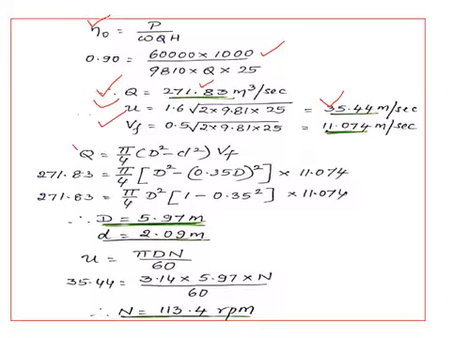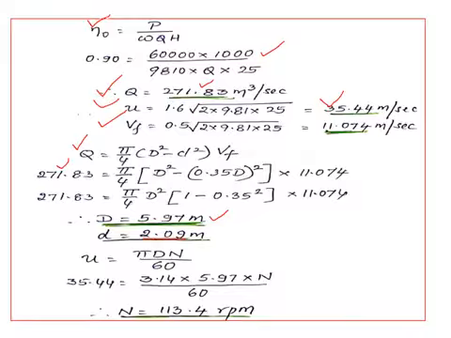Since the discharge formula is known, Q is equal to pi by 4 times capital D square minus small d square, into Vf. We can substitute the value of discharge. Similarly, the hub diameter is 0.35 times capital D, squared, into 11.074. Taking out D square and solving, we get D as 5.97 meters. Since the hub diameter is 0.35 times capital D, that gives 2.09 meters.